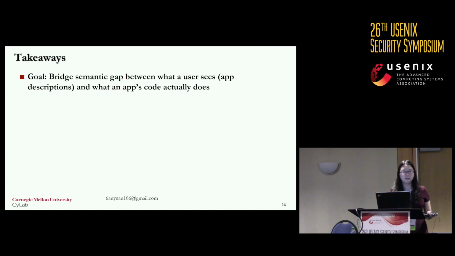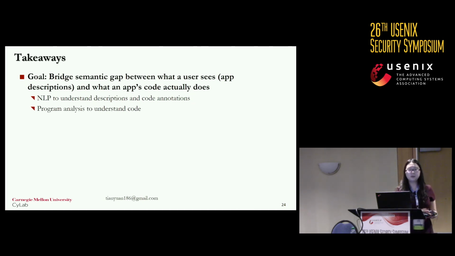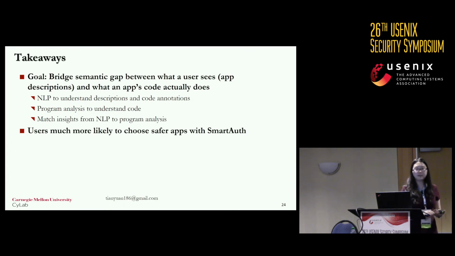To summarize, we want to bridge the semantic gap between what a user sees from the descriptions and what an app's code actually does. First, we use NLP to understand descriptions and also code annotations. Then we also use program analysis to understand the code, to see the real behaviors in the code. And in the end, we match the insights from the NLP to program analysis so that we can notify users about unexpected behaviors. And through our user study, we demonstrate that users are much more likely to choose safer apps with SmartAuth.